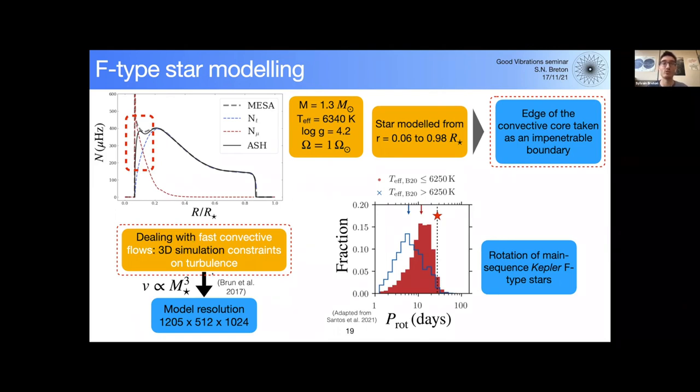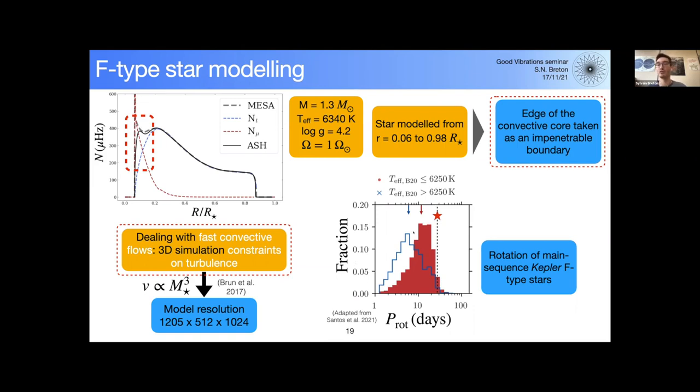Because its scale, as shown by Breital in 2017, scales like the cube of the stellar mass. This puts some more constraints on the turbulence of the simulation, as the convective flows are faster. And if you want to excite your gravity waves, you want a simulation that is as turbulent as possible.